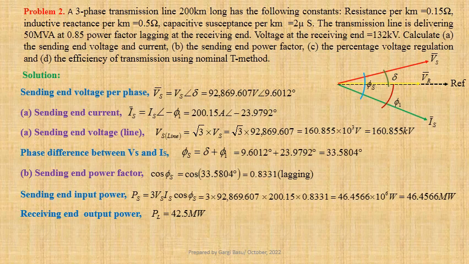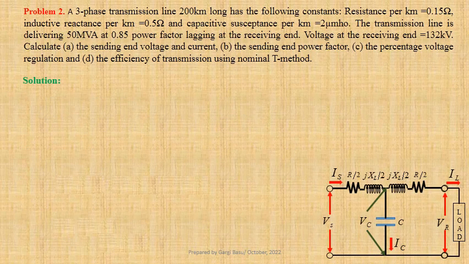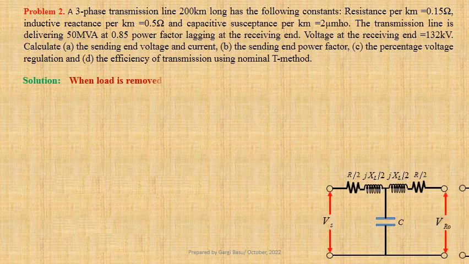Now we shall calculate efficiency of transmission. Eta T equals to PL upon PS. Using values we get 42.5 upon 46.4566. That gives us 0.9148 per unit or 91.48%. Let us remove the load from the receiving end and calculate no load capacitor charging current.